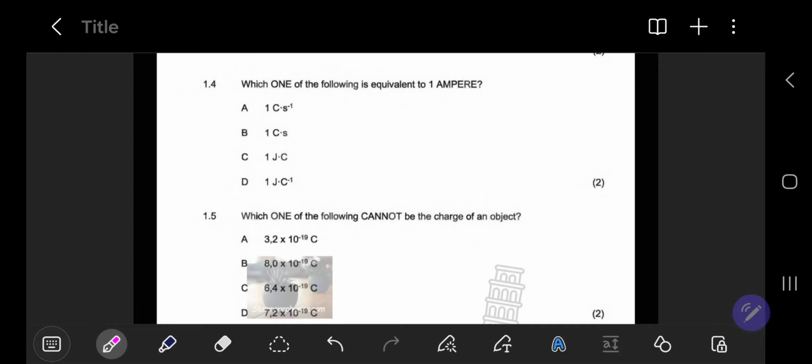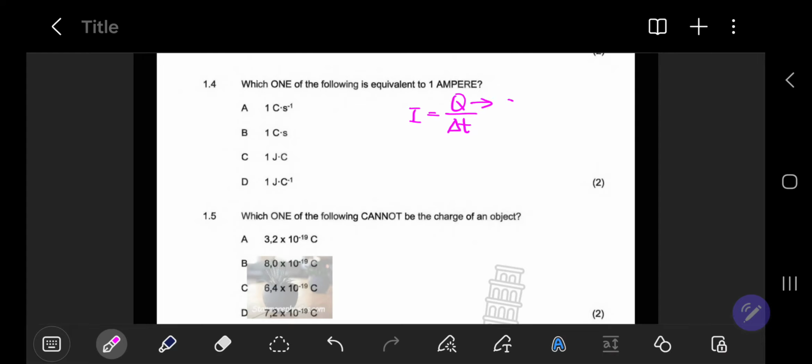1.4, which one of the following is equivalent to 1 ampere? So ampere is the unit of measure for current. And if you think about your formula, I is equal to Q over delta T. This formula is basically the definition of current. We know that current is the rate of the flow of charge, or current is the amount of charge passing through a certain point in 1 second. So here's the thing. If we have 1 ampere, that basically tells us that we have 1 coulomb, and that 1 coulomb is moving past a certain point in 1 second.